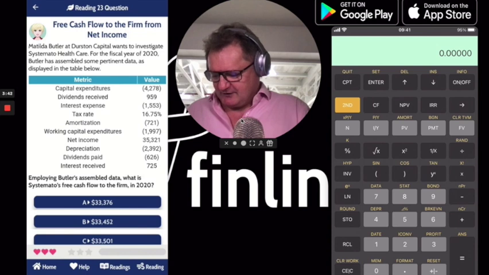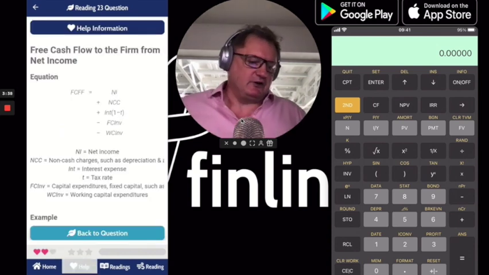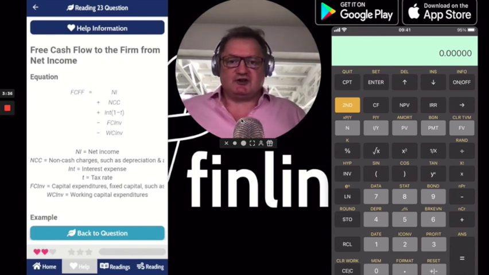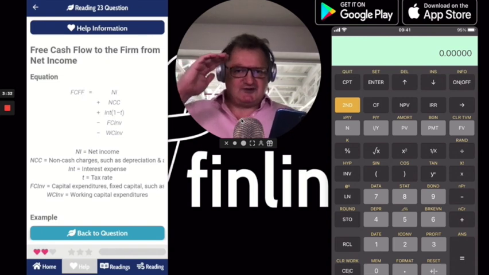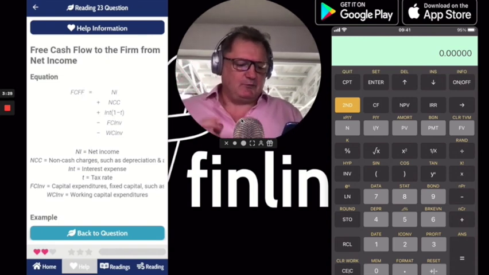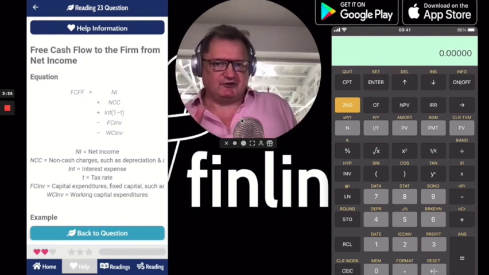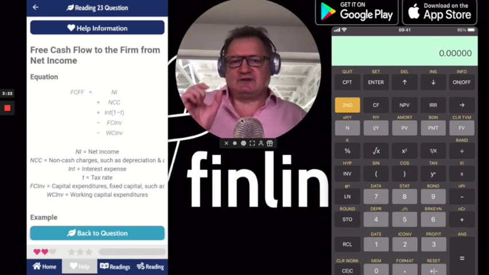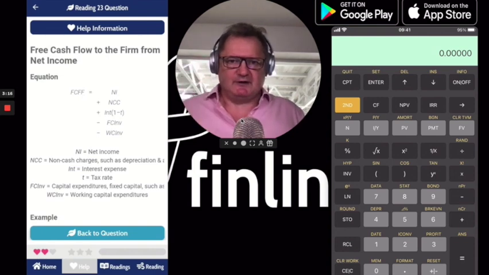Okay, so let's take a look at the help. And you can see there that we've got the net income plus non-cash charges, which is amortization and depreciation, because we don't actually spend that money. Cash doesn't leave the building. And then we have the interest, which was taken out of net income, but we have to apply the tax shield to that. And I often calculate that bit first and then go through the equation in my head to do the rest of the answer. We'll see about that later.